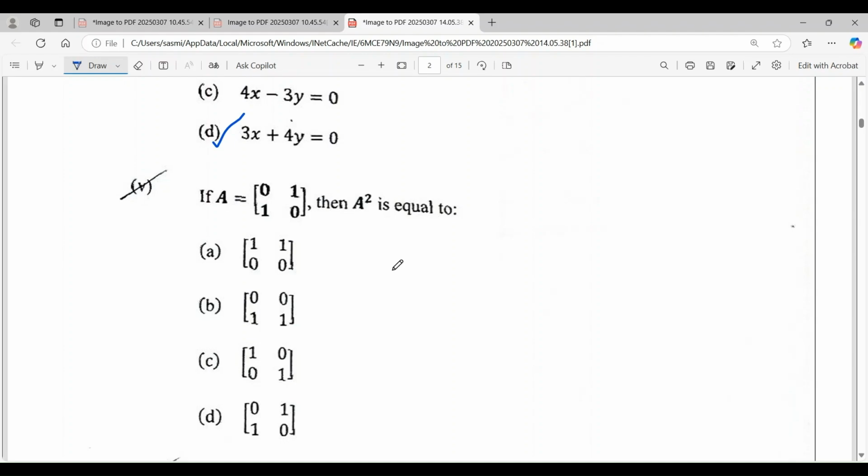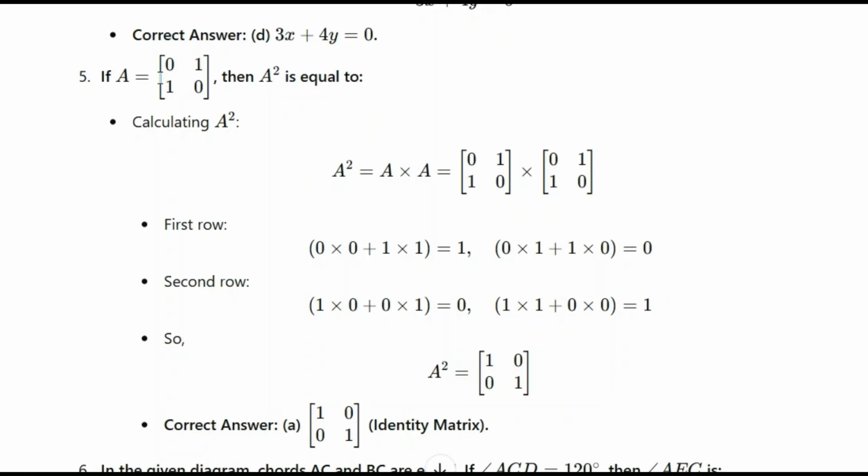Question number 5. In question number 5, given if A equal to [0, 1; 1, 0], then A square. Now come to the solution. This is your A square, meaning [0, 1; 1, 0] into [0, 1; 1, 0]. This is first row into first column, then first row into second column, second row into first column, second row into second column. So the answer is [1, 0; 0, 1].